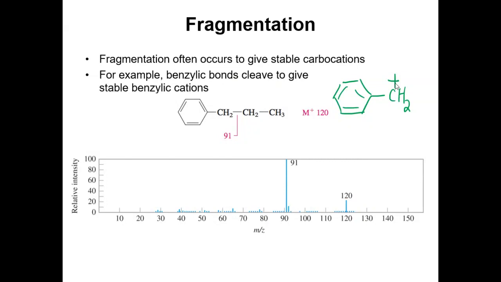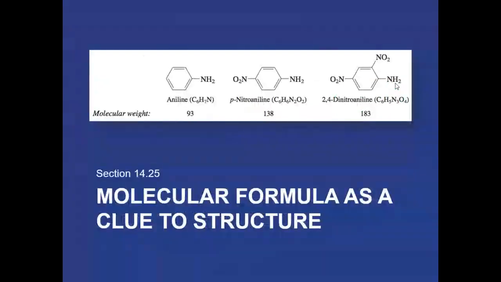And I hope you recall what you learned in organic 1. This is called the benzylic carbocation. And in the benzylic carbocation, the positive charge can be delocalized over a total of 4 carbons. Okay, so it's a quite stable kind of carbocation. That's why it would undergo this kind of fragmentation process.